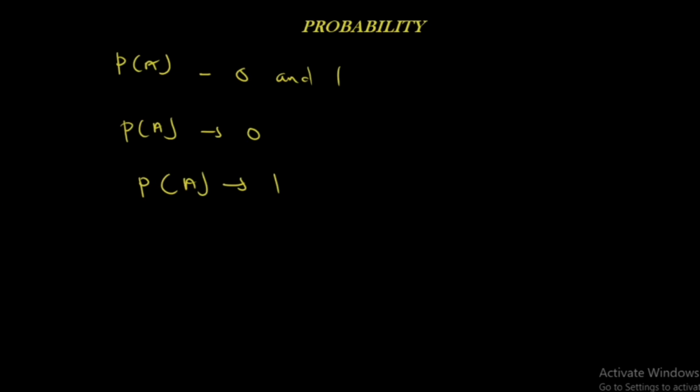And then probability theory is based on some axioms that act as a foundation for the theory. So let us state and explain the three axioms of probability.